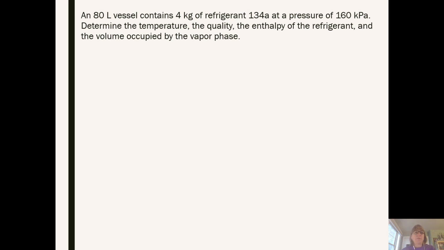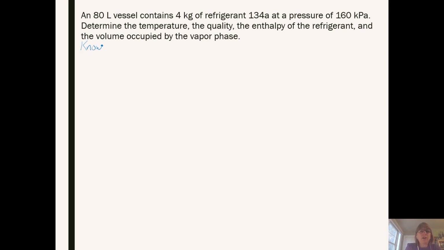For this Chapter 3, Example 5 problem, we have an 80-liter vessel, and it has 4 kilograms of refrigerant 134A at a particular pressure. And we want to find various properties of this refrigerant 134A at a single state. So let's go with our engineering model.